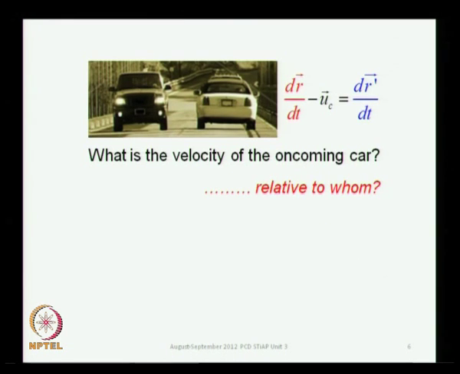Our conclusion is that whenever you are looking at the velocity of an object, you must ask velocity with respect to whom. Is it this car or the other car, and with respect to whom? Is it with respect to somebody on the road, or somebody sitting in one car or the other? So these are the questions of immediate relevance whenever you are looking at any object and asking how fast it is moving.